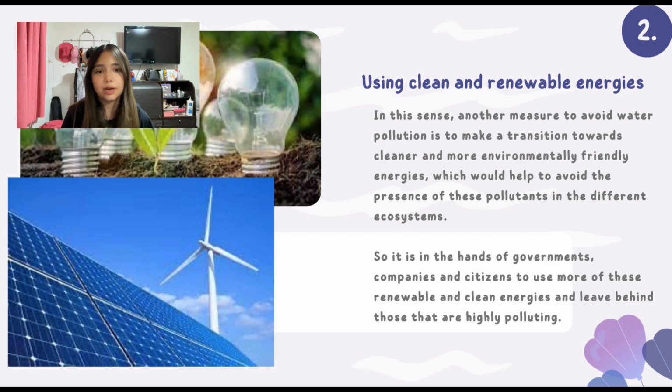Then we have another solution, which is using clean and renewable energies. Another measure to avoid water pollution is to make a transition towards cleaner and more environmentally friendly energies, which will help to avoid the presence of these pollutants in the different ecosystems. So it is in the hands of governments, companies, and sciences to use more of these renewable and clean energies and leave behind those that are highly polluting.